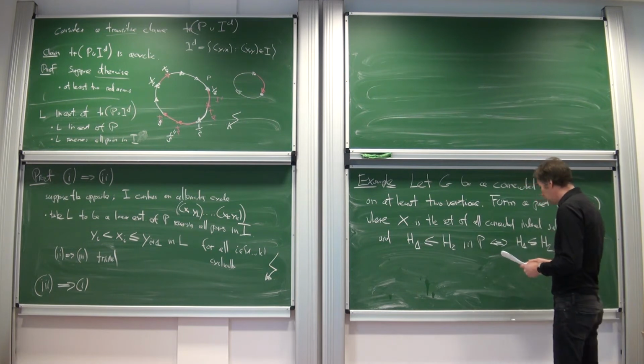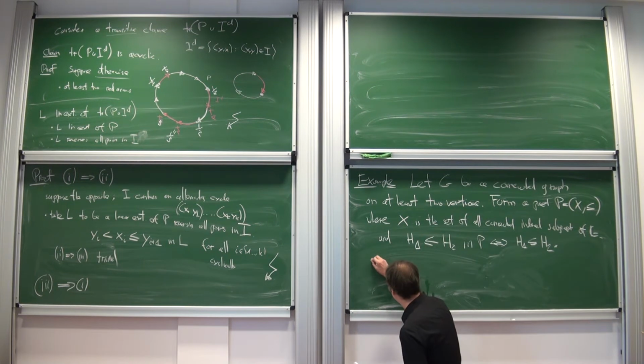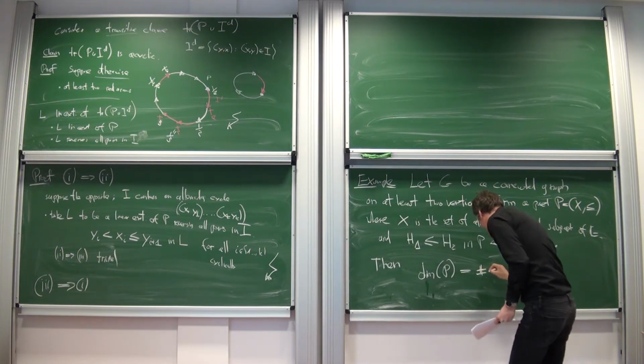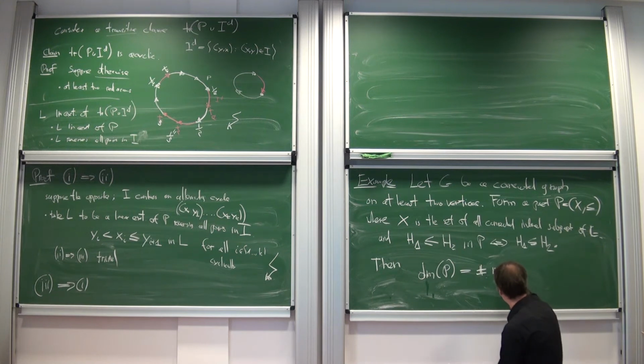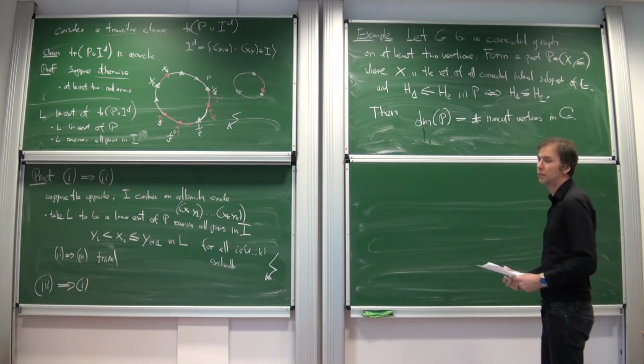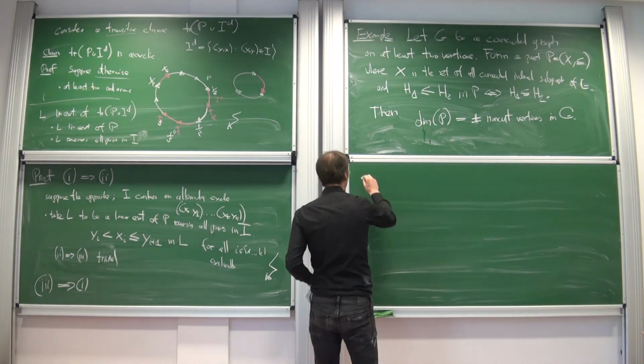And then what we want to observe about it is that the dimension of this poset is equal to a very specific number, which is the number of non-cut vertices in G. Okay, so let's take a look. Let's prove this statement here.